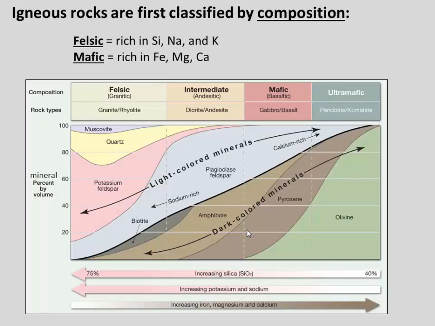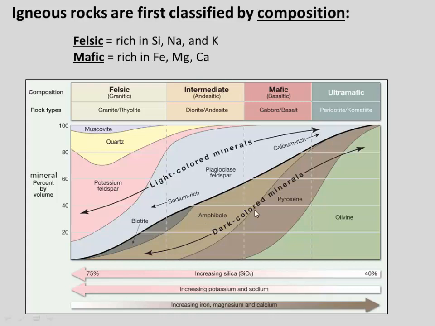So now you have a sense of where they form and what they look like in terms of their texture. Let's talk a little bit about their composition. So we can divide up igneous rocks, and all rocks really, in terms of their composition. And we broadly can talk about the rocks being felsic or mafic. Felsic rocks are those that are rich in silica, sodium, potassium. Mafic rocks are rich in iron, magnesium, calcium.